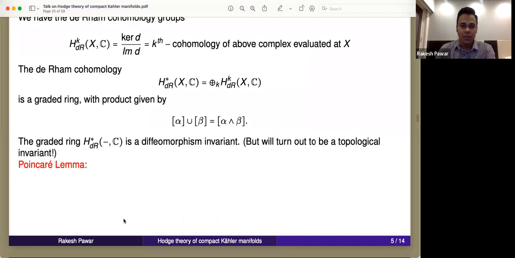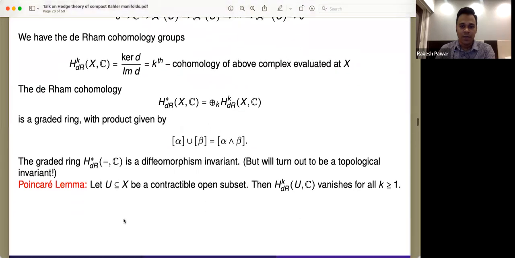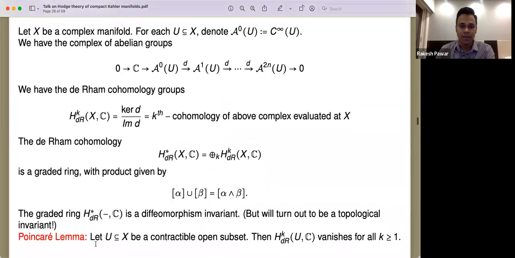Okay, so now there's a Poincare lemma which says that if you take a contractible open subset U on X, and you calculate the de Rham cohomology on U, then it vanishes, right? So this is saying that this complex is exact.